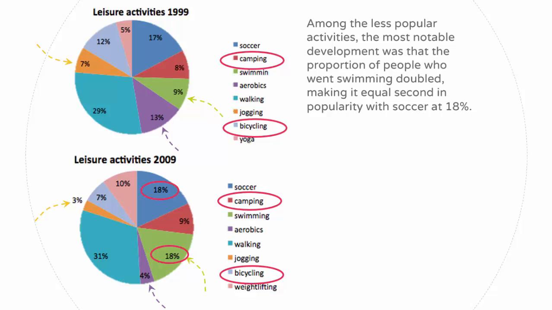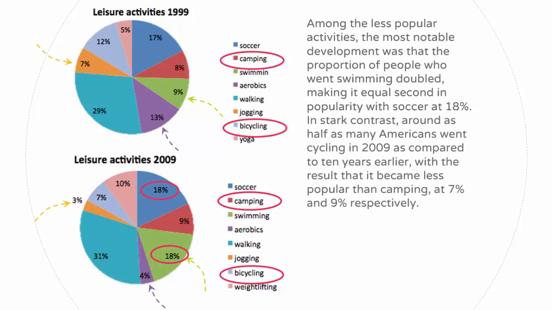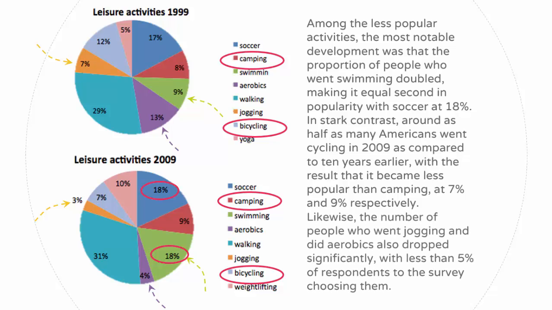Among the less popular activities, the most notable development was that the proportion of people who went swimming doubled, making it equal as 2nd in popularity with soccer at 18%. In stark contrast, around half as many Americans went cycling in 2009 as compared to 10 years earlier, with the result that it became less popular than camping at 7 and 9% respectively. Likewise, the number of people who went jogging and did aerobics also dropped significantly, with less than 5% of respondents to the survey choosing them.